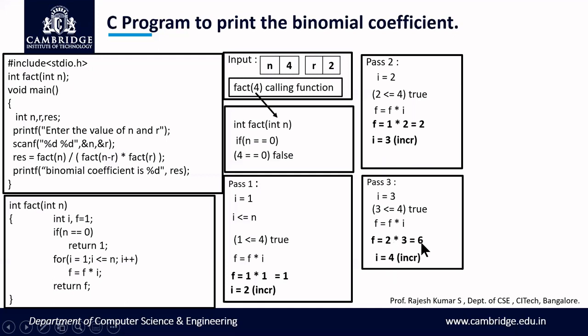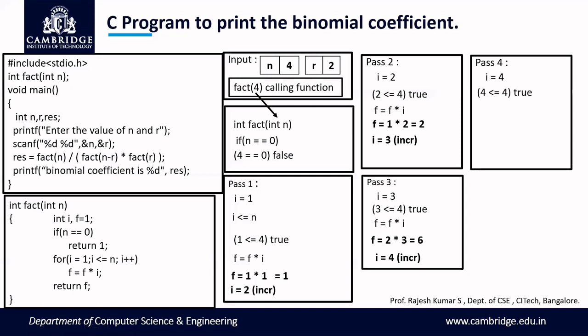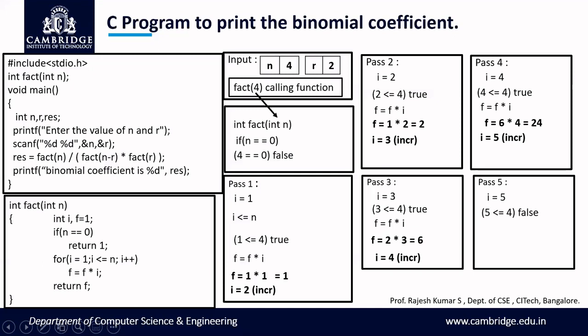Again, repeat the process. I will become 4. When I becomes 4, I'll check the condition 4 is less than or equal to 4. Yes, the condition is true. Again, I'll execute this statement. When I execute this statement, you can observe that the previous f value is 6 and the updated I value is 4. So 6 4s are 24 we get. Again, I will increment the for loop. When I increment the for loop, I value will become 5. When I value becomes 5, I'll check the condition 5 is less than or equal to 4. The condition becomes false. When the condition becomes false, I won't execute this statement.